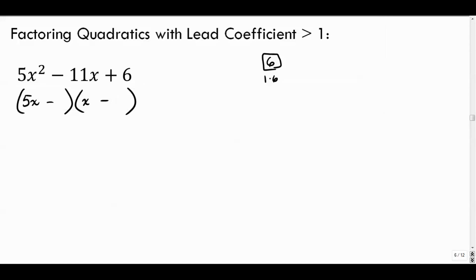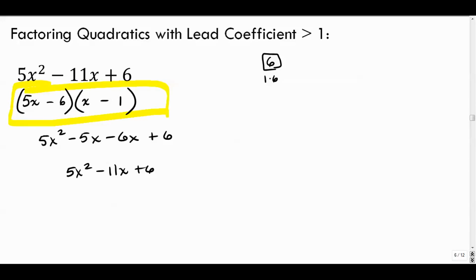So I'm just going to throw in 6 here and 1 here. So now I'm going to check this. First times first is 5x squared. Outside is negative 5x. Inside is negative 6x. Last is 6. The O and the I combine and we are finished. So the binomial factorization is in yellow.